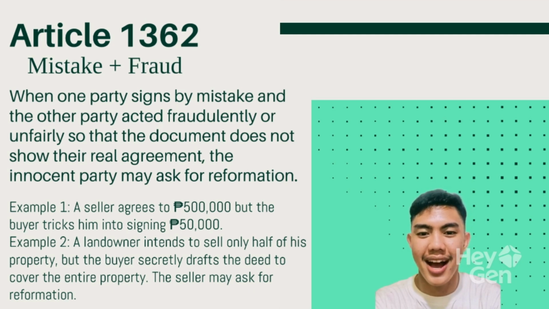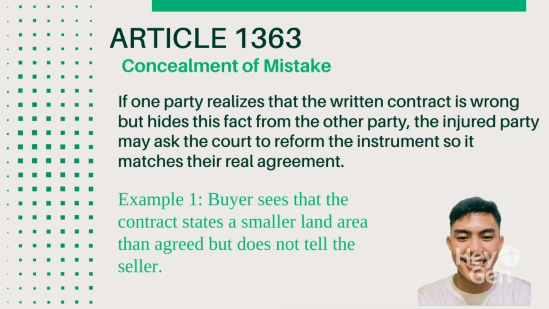Example 2. A landowner intends to sell only half of his property, but the buyer secretly drafts the deed to cover the entire property. The seller may ask for reformation. Article 1363, Concealment of Mistake.